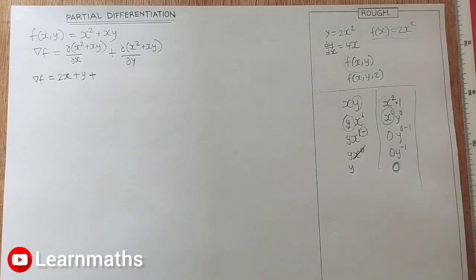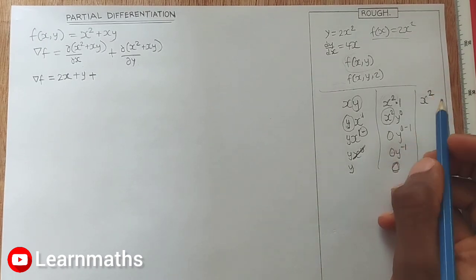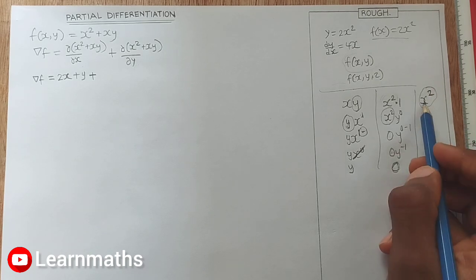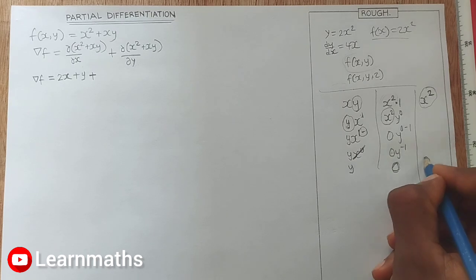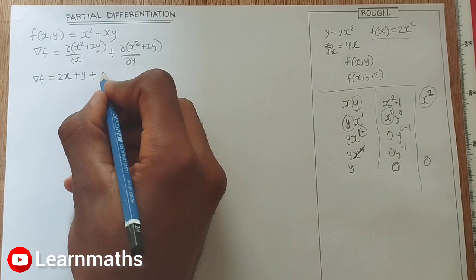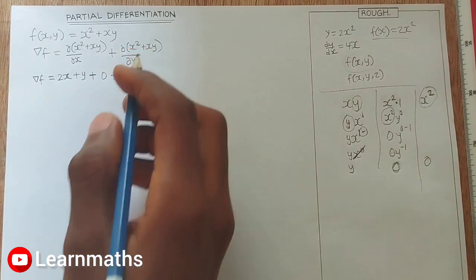Or you can just understand it this way. This is x squared, right? And now since it doesn't have y attached to it, this is going to be a constant. And the differential of every constant is 0. Alright? So differentiating x squared with respect to y is going to give us 0. How about we differentiate xy now with respect to y?